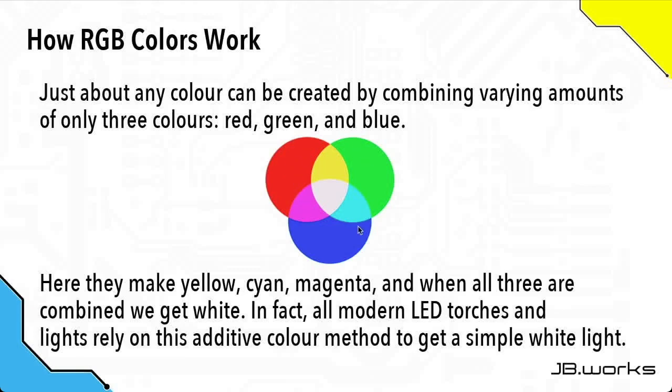Now, if we combine all 3 of the colors, red, green, and blue, we end up with white. And that's basically how all modern day torches work. They all have LEDs inside, and each LED has a red, green, and a blue LED inside it.